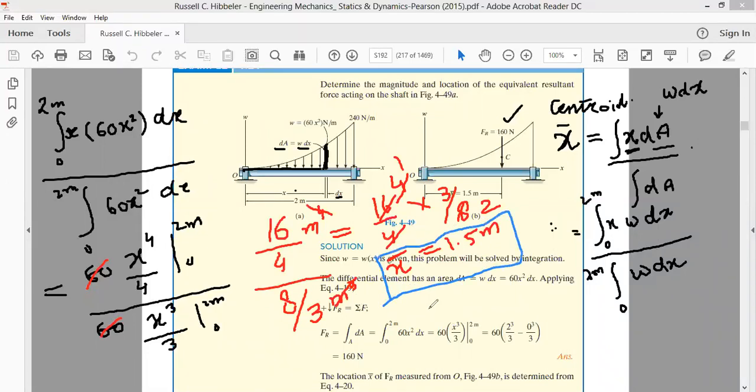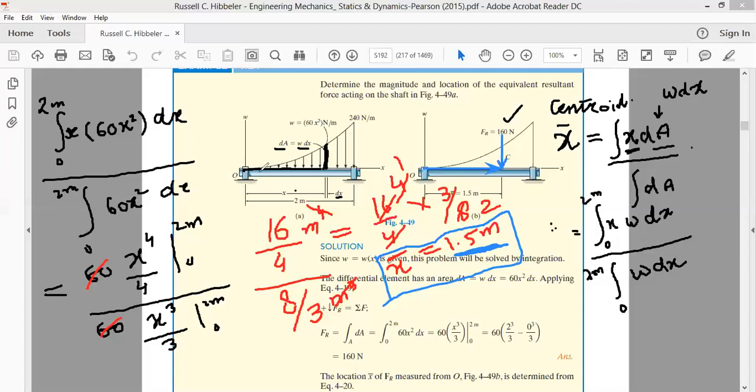Now join the two solutions. In the previous part we obtained the force of 160 Newton, and in the second part we obtained that it acts at a distance of 1.5 meter. Okay, so from the origin go to a distance of 1.5 meter. So we are here at this 1.5 meter distance, apply the force of 160 Newton. Okay, so this completes our problem.